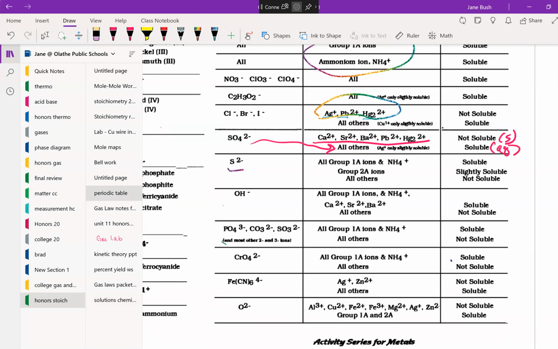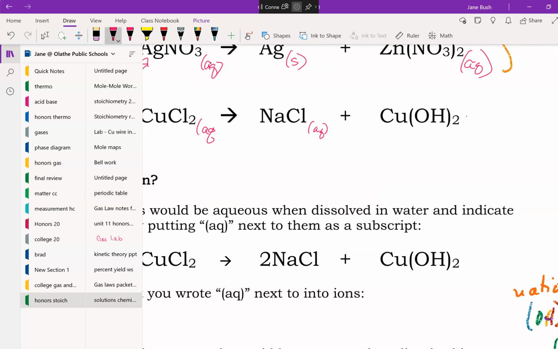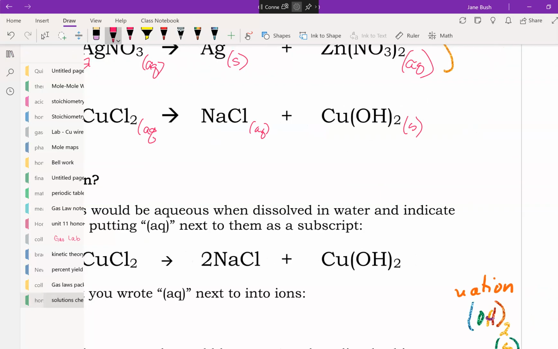Okay? Copper 2 hydroxide, what does it tell us about hydroxides here? Only soluble with group 1A and 3 other ones. Does copper fall in either of those groups? No. So therefore, copper hydroxide is going to precipitate. Okay, so mark it with an S.